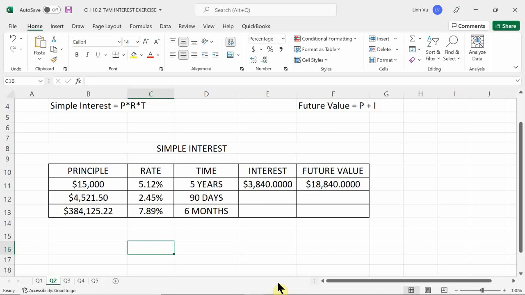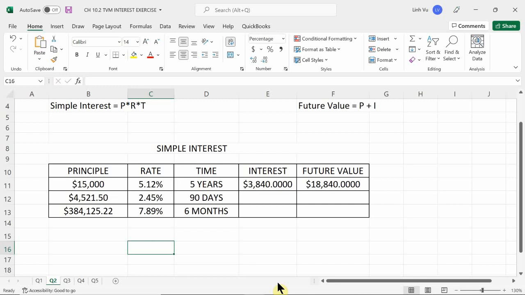15,000 multiplied by 0.0512. Okay, I got 768. And that's what I keep telling you. What did you do with time? We multiply it by 5. Yes. We got 3,840. Good. Now I understand. Thank you.